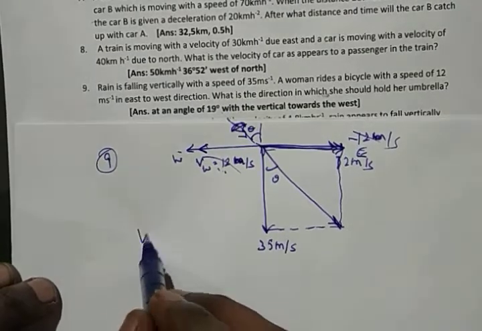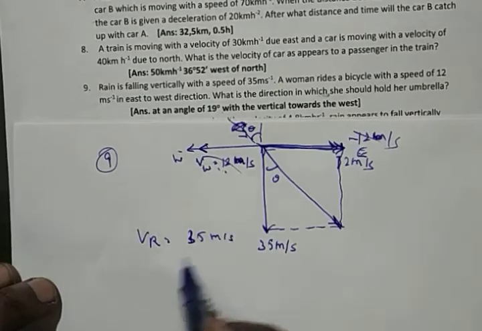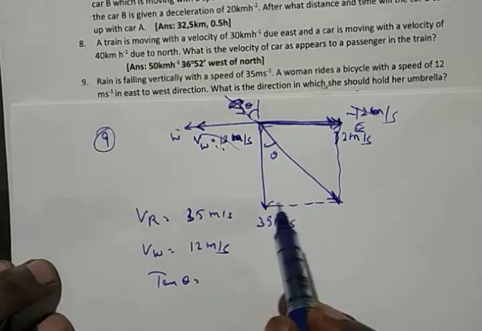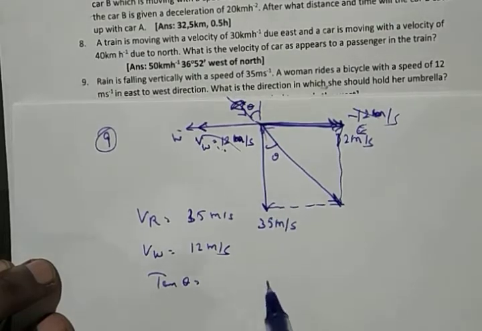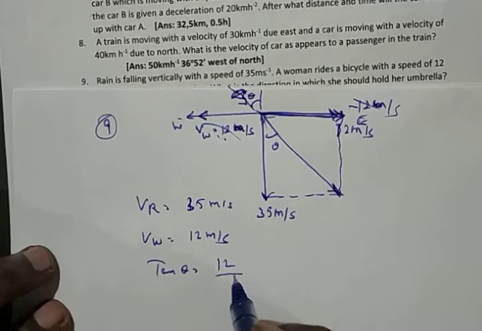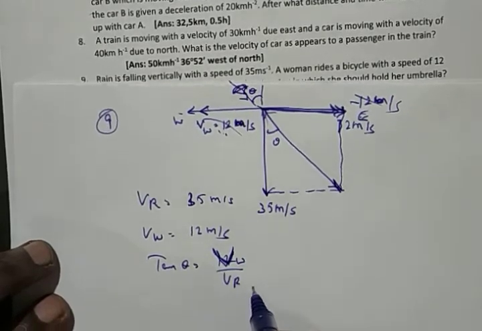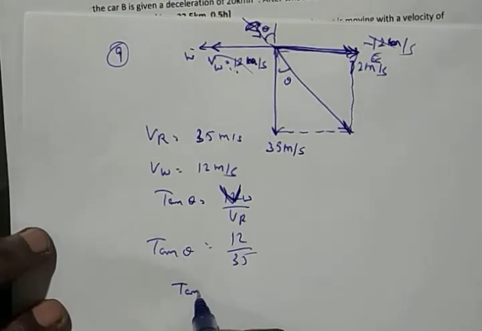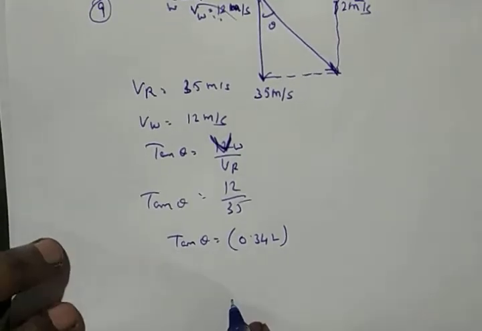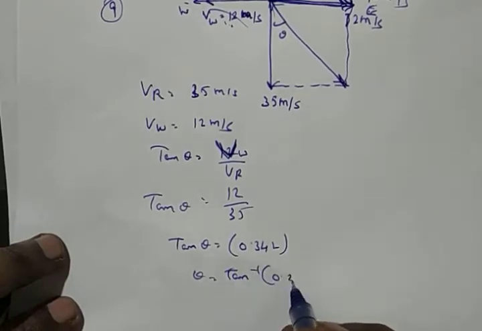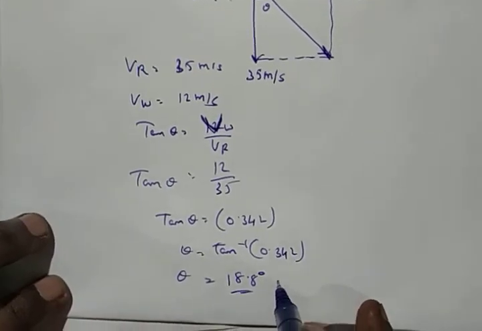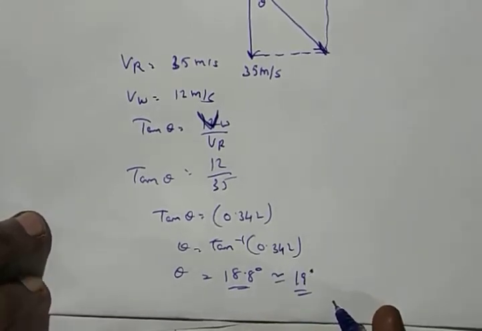So velocity of rain is 35 meters per second, and velocity of woman is 12 meters per second. And here tan theta is equal to opposite upon adjacent. So opposite is 12, upon the velocity of rain, 35. That is tan theta. So tan theta you will get as 0.342. So theta is equal to tan inverse of 0.342, which is 18.8 degrees, approximately 19 degrees. So that is the angle at which she has to hold the umbrella.